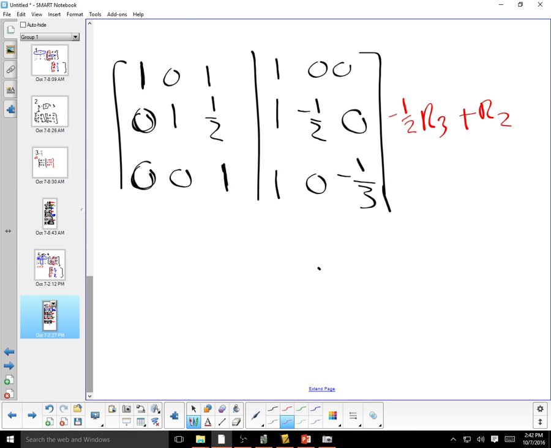Wait, but why would a negative half, wait, sorry. I'm going after this right here. How do I get rid of a positive 1/2? By subtracting a half, correct? So if I multiply this whole row 3, here's the numbers I'm going to get: 0, 0, negative 1/2, negative 1/2, 0, 1/6. Correct? So now as I add those to row 2, see, row 1 doesn't change.